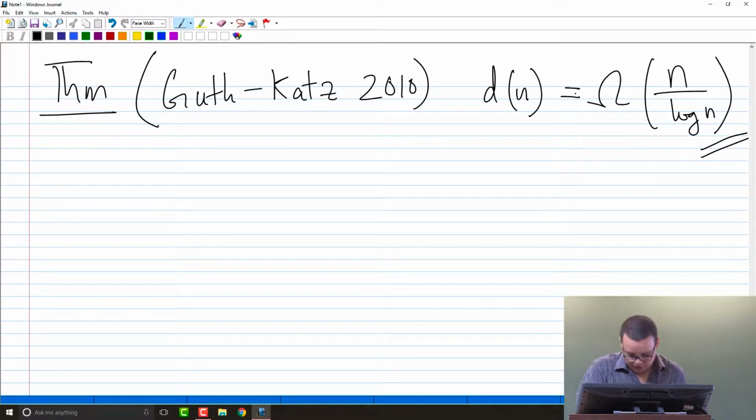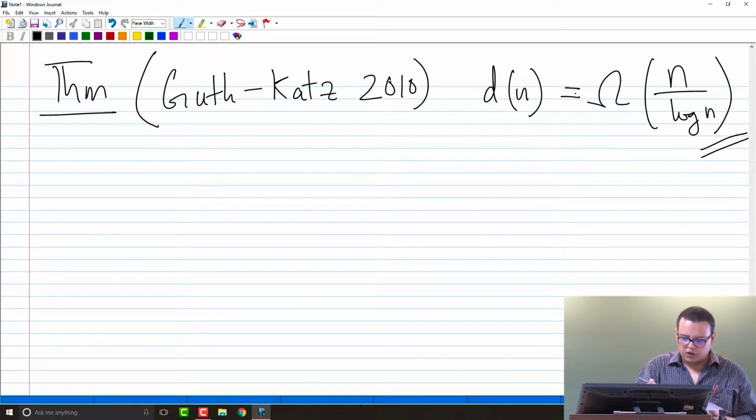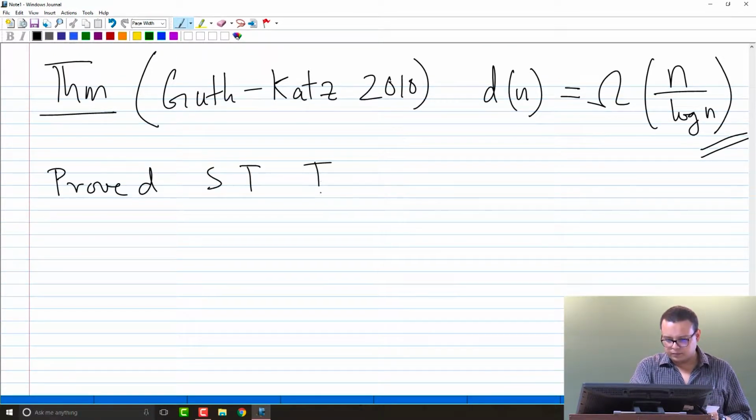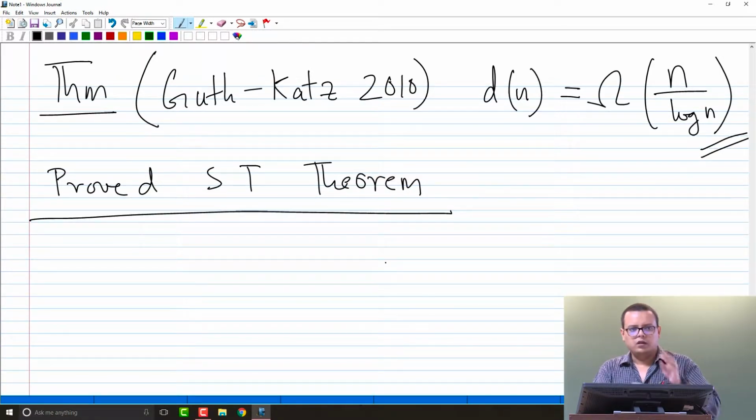So let us stick to these 3 problems only, and let us go back. So now the goal of today and the tutorial session will be to get a proof of the ST theorem. So what do you want to prove? Prove the ST theorem.